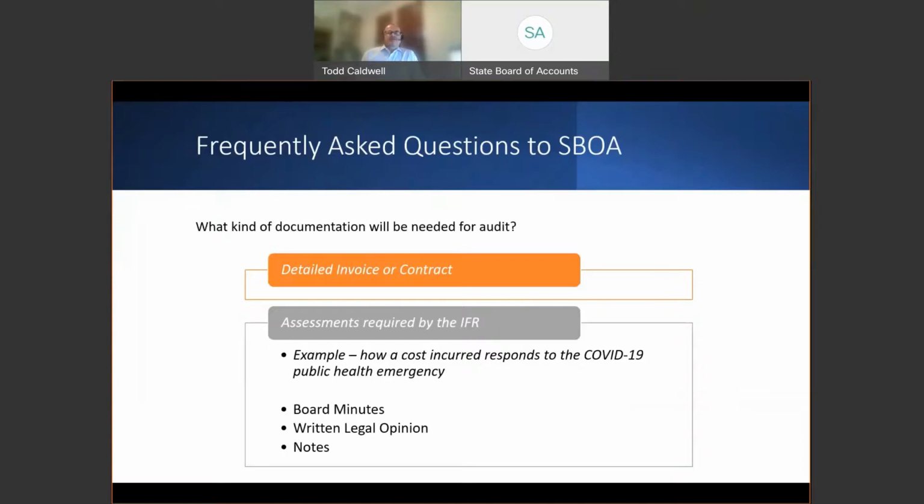What kind of documentation are you going to need for audit? Well, of course, just like with any other claim that you pay out, you're going to need a detailed invoice or a written contract. You're also going to need the assessments that are required by the interim final rule, as an example, how costs incurred responded to the COVID-19 public health emergency. And Susan mentioned this earlier too in her portion. We're going to look for that kind of information maybe in board minutes or written legal opinions. A written legal opinion from your attorney is going to go a long way in helping us during an audit. And then any other notes that you might have.